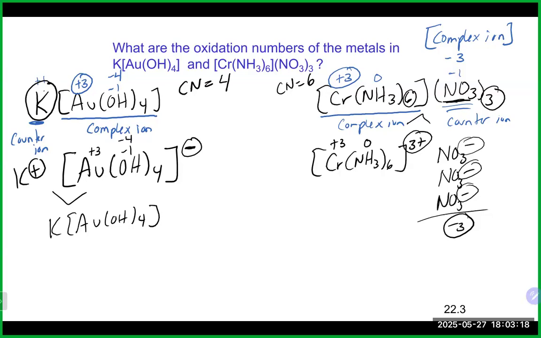Any questions on that? The counter ion is really just used to balance out the charge on the complex ion. As you can see in this example, you can definitely have a complex ion that's negative, which means you will have a positive counter ion that comes first in the formula. You could also have a positive complex ion like the second one, which means your counter ion will be negative and come second in the formula. Any questions on any of that?